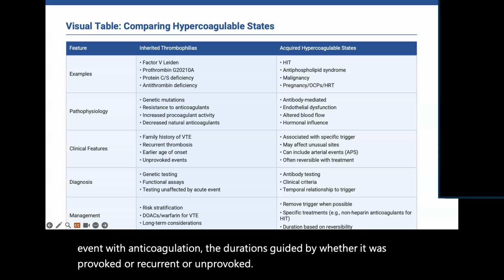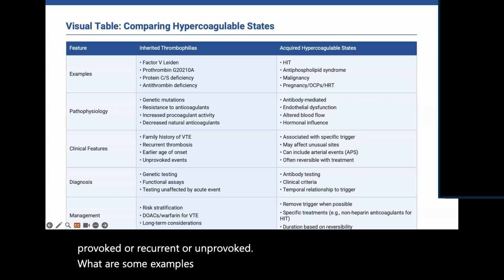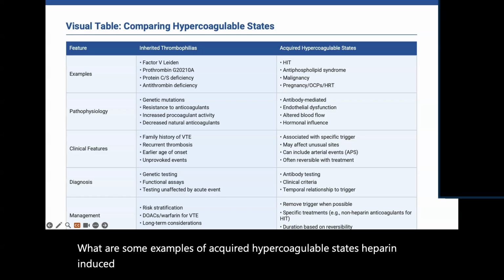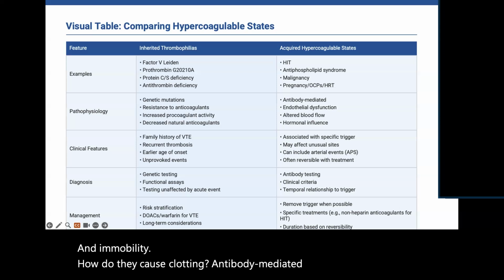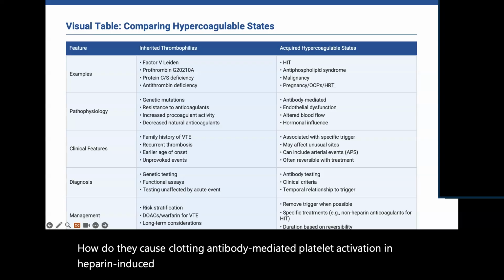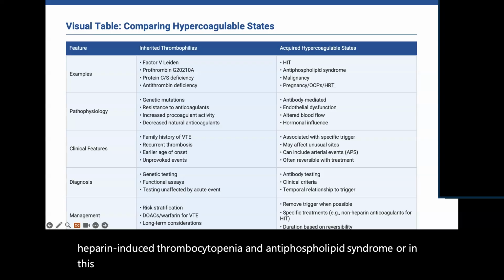What are some examples of acquired hypercoagulable states? Heparin-induced thrombocytopenia, antiphospholipid syndrome, malignancy, pregnancy, estrogen, and immobility. How do they cause clotting? Antibody-mediated platelet activation in heparin-induced thrombocytopenia and antiphospholipid syndrome. Or in the case of surgery and malignancy, it's due to endothelial dysfunction.